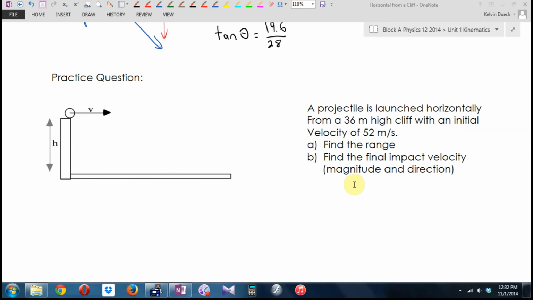So here's the question. We have a horizontal projectile. It's launched horizontally from a 36-meter high cliff with an initial velocity of 52 meters per second. Part A says, find the range. Part B says, find the final impact velocity, include the magnitude and direction. So to do part B here, you're going to have to find the final vertical velocity, which I included as a separate question in my example. I'm combining them together in this one. So pause the video, copy this question out, and try it.